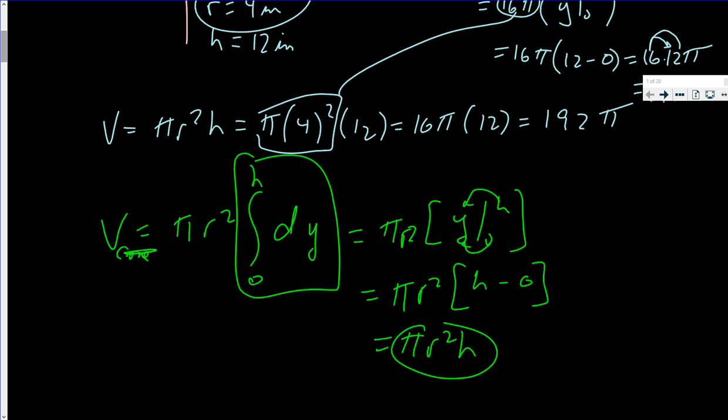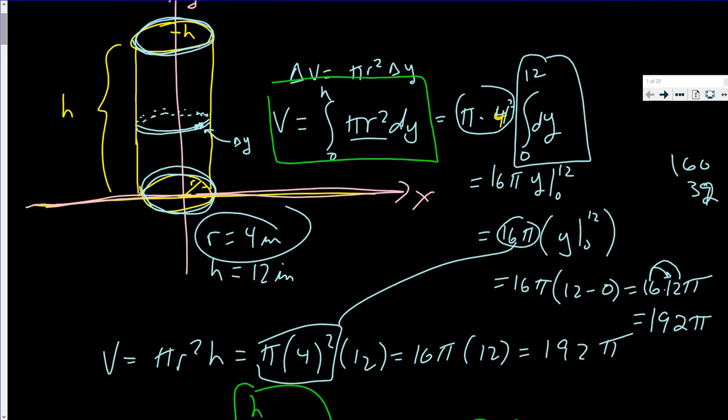Why am I saying cone? It's a cylinder. The volume of a cylinder is pi r squared h. Okay, so this actually confirmed the formula.